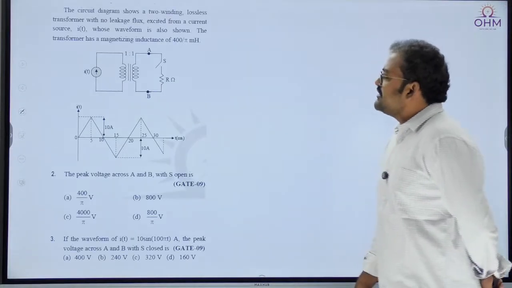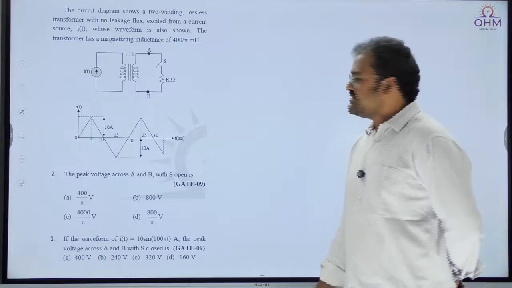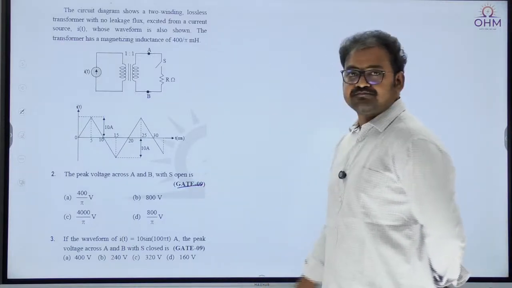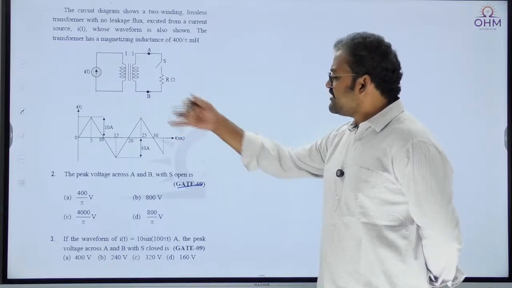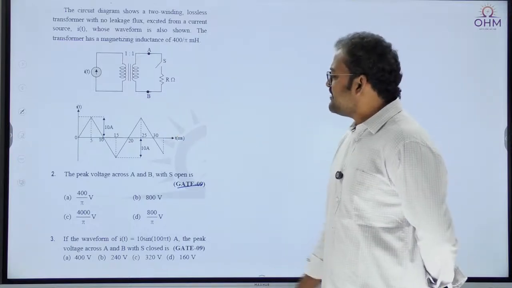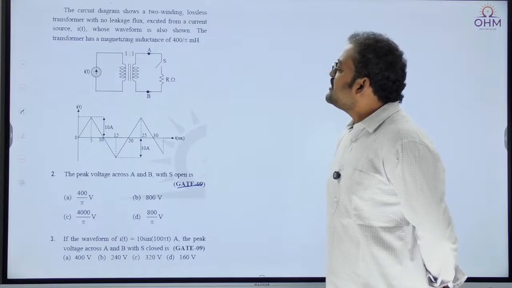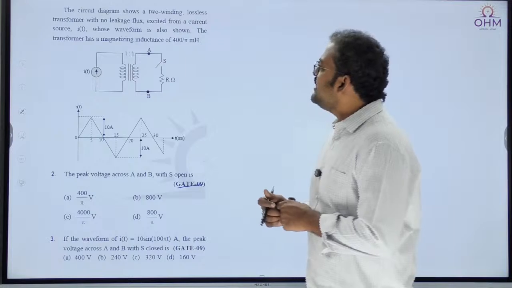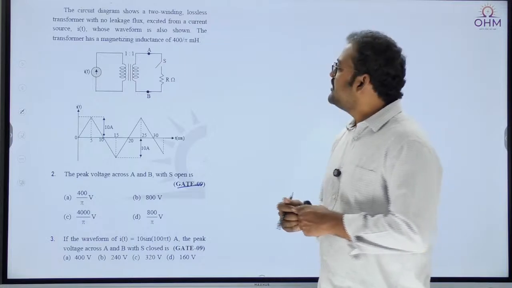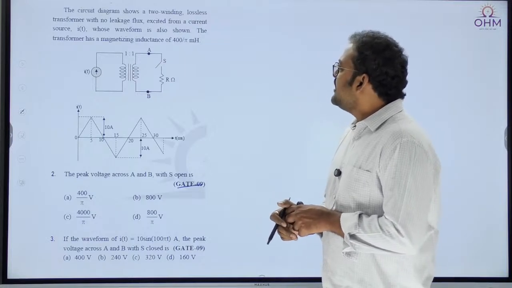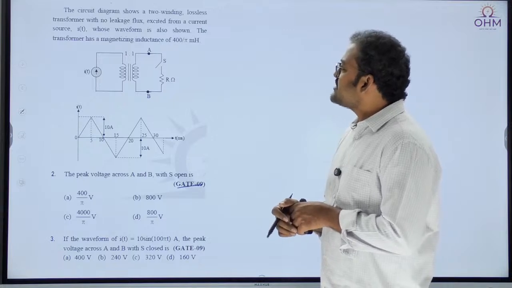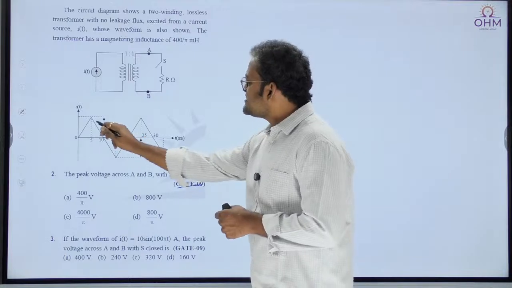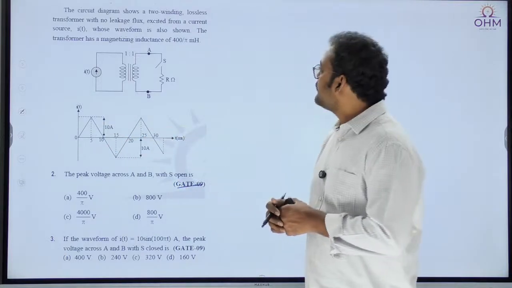All right, let us try to answer one more question. This is another question from the GATE 2009 paper. This is also a question related to the concept that we discussed, self and mutual induced EMF. Let's see the problem. The circuit diagram shows a 2-winding lossless transformer with no leakage flux, excited from a current source I of t whose waveform is shown below. This is a current waveform. You can see it's a triangular waveform.